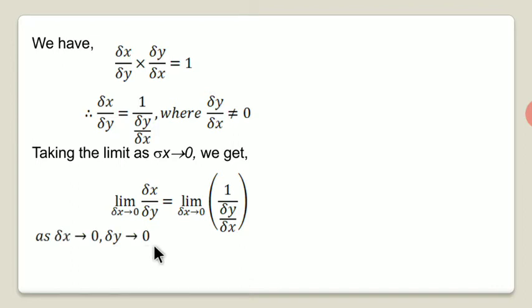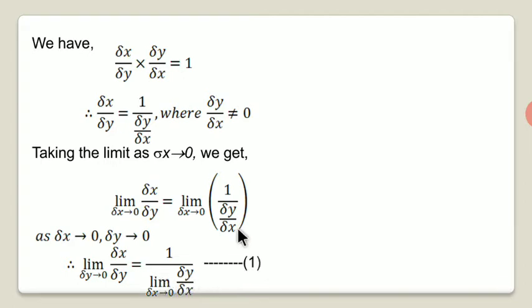Now as delta x tends to 0, delta y also tends to 0. And so here this delta x tends to 0 can be replaced by delta y tends to 0. And so this term becomes limit delta y tends to 0, delta x upon delta y is equal to 1 upon limit delta x tends to 0, delta y upon delta x. We separate the terms here. Now we have given that y is a differentiable function of x. We call this relation number 1.